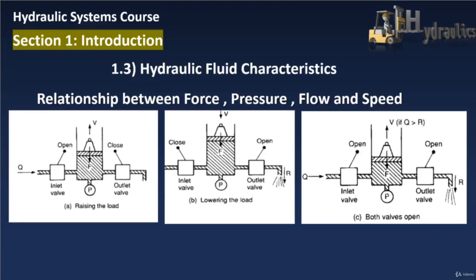Here we have three scenarios to check the relationship between force, pressure, flow, and speed on a moving piston. The first case is a system raising a load, the second is lowering a load, and the third is having both valves opened. It should be noted that pressure in a cylinder is determined solely by the load and the piston area in a steady state. If you remember, we have P equals F over A, and it is not dependent on the velocity of the piston once a constant speed has been achieved.